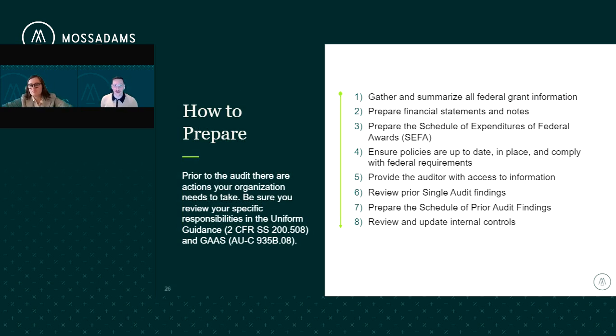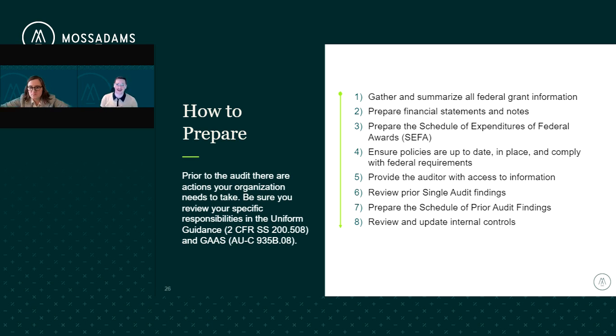How to prepare. Make sure that you're gathering and summarizing all of your federal grant information. Prepare your financial statements and the accompanying notes to the financial statements. Prepare your SEFA. Something that I like to advise organizations to do is not just prepare your SEFA at the end of the year or right before audit. Keep your SEFA up to date at specific intervals throughout the year to make sure that you're tracking that along the way. Not only will it save you time ahead of your audit, but it'll also give you an idea of what programs may be subject to single audit or if you will have a single audit in the year.